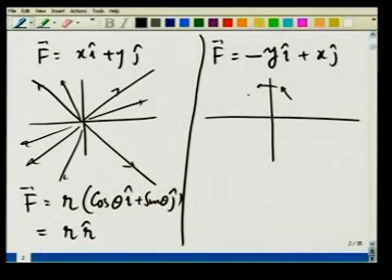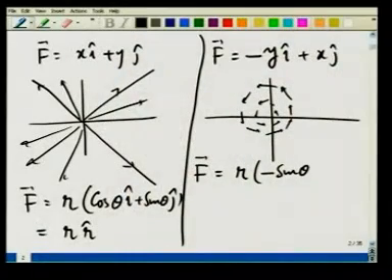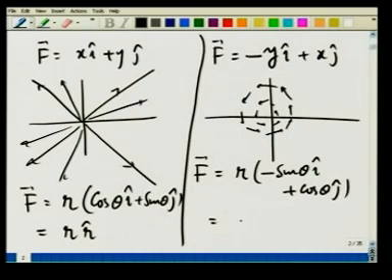On the other hand, in the second case, the force lines are going to be in the theta direction at all points. So they are going to look like this. Again, if you don't see them clearly, write this in polar coordinates and you will see that this is nothing but r times minus sine theta i plus cosine theta j, which is r in the theta direction. So the farther out you go, the force magnitude increases with r and its direction is in the theta direction.